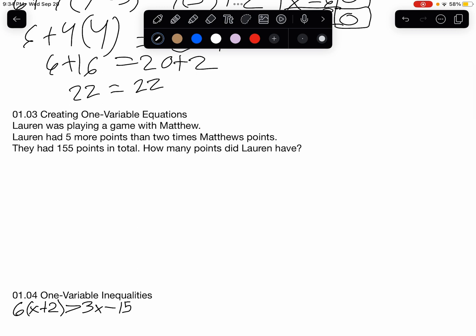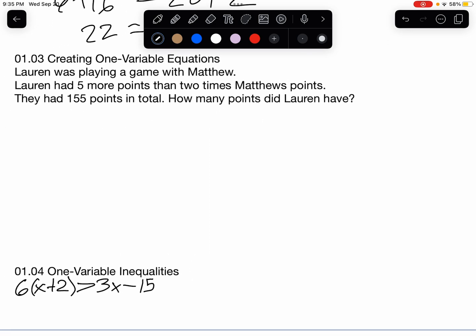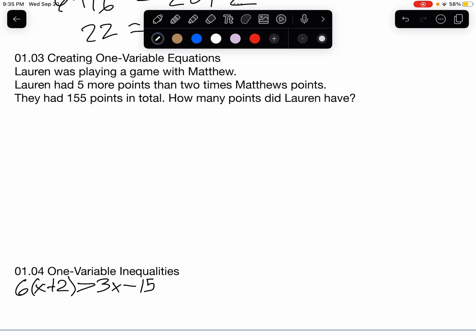In lesson 3, I learned creating one-variable equations. The example that I gave was, Lauren was playing a game with Matthew. Lauren had 5 more points than 2 times Matthew's points. They had 155 points in total. How many points did Lauren have?